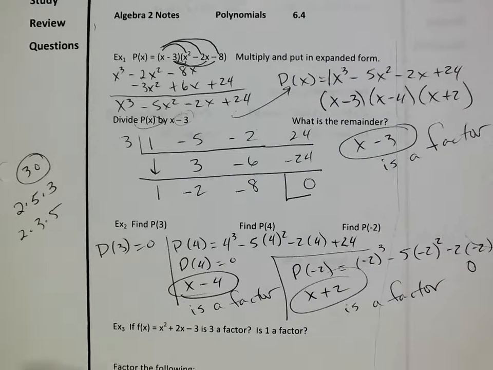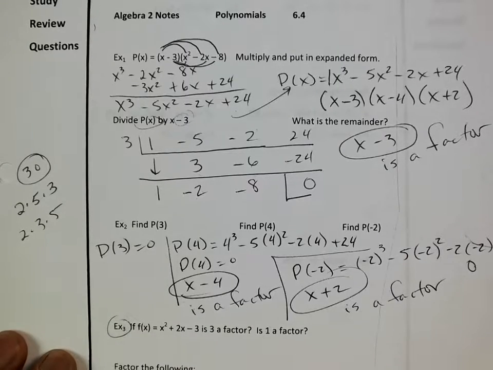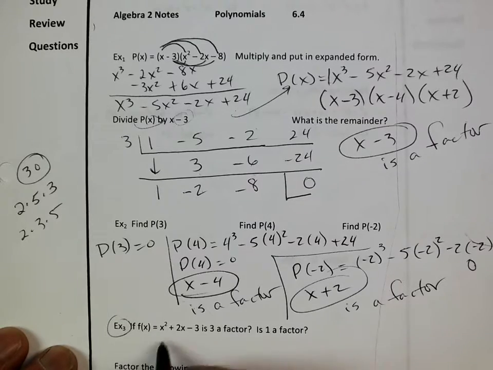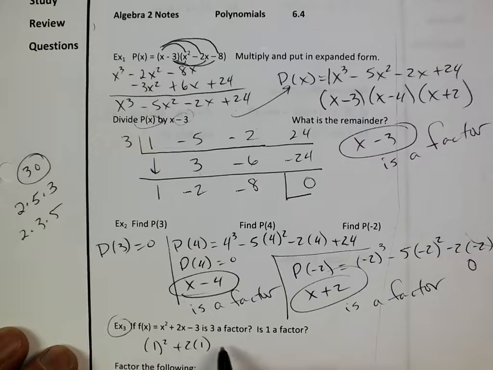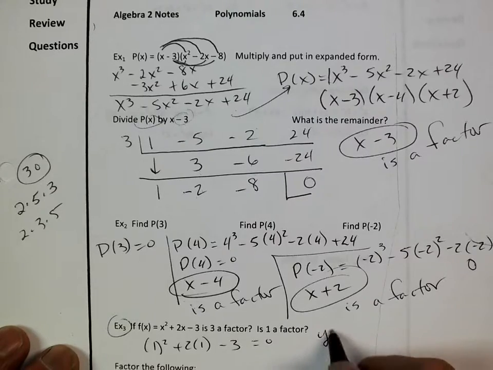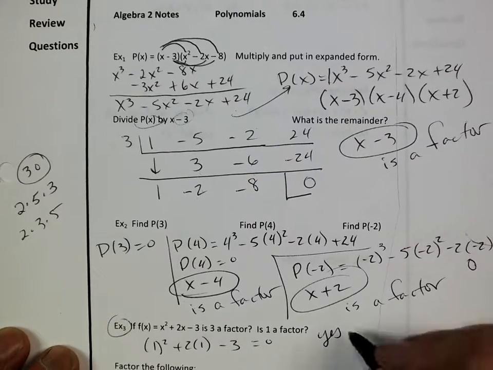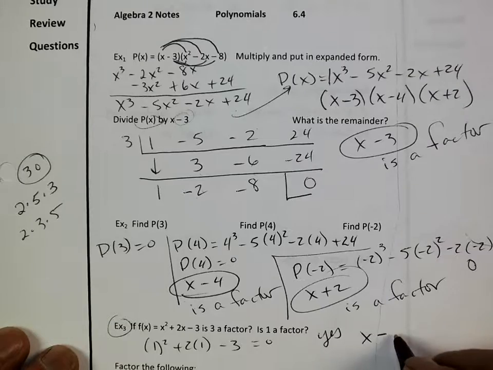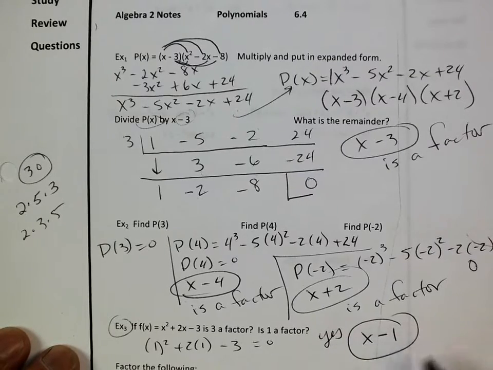Now, let's take example 3. Is 1 a factor? I don't know. Let's try it. Let's go f of 1, so we'll go 1 squared plus 2 times 1 minus 3. You get 3 minus 3 equals 0. So yes, 1 is a factor, which means that x minus 1 is a factor, right?